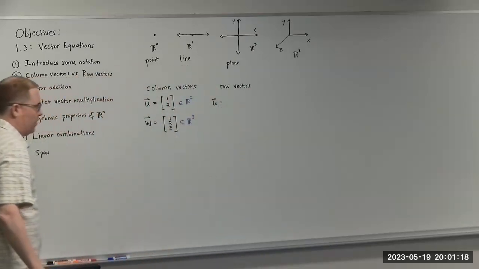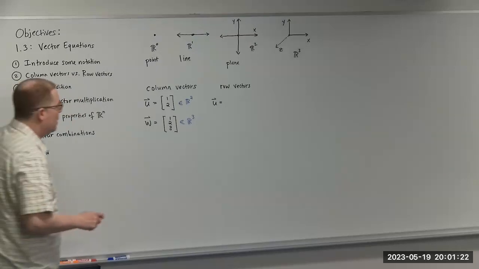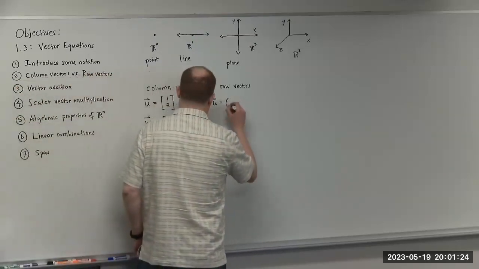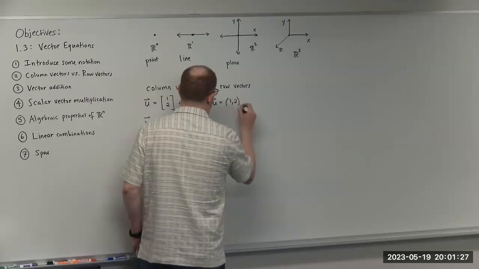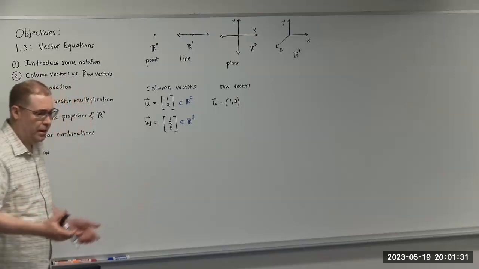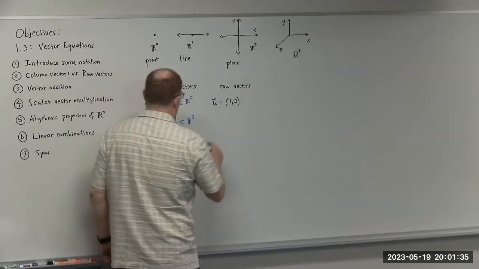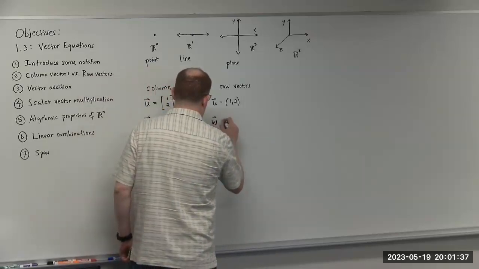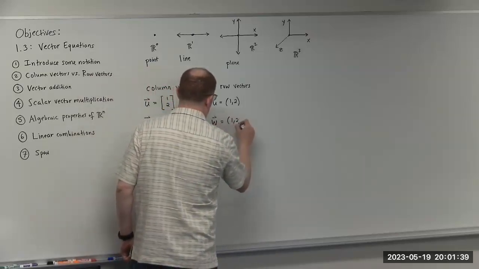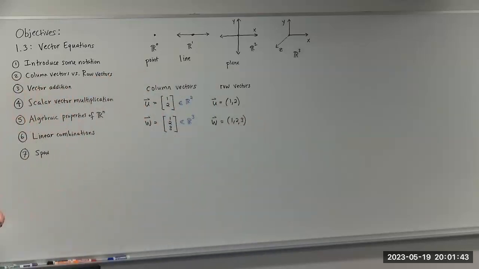So expressing the vector U in terms of a row, as the name suggests, we basically write it this way. In other words, we write it in terms of a coordinate. So there's X and there's Y. And then likewise for W, we're going to get 1, 2, and 3.